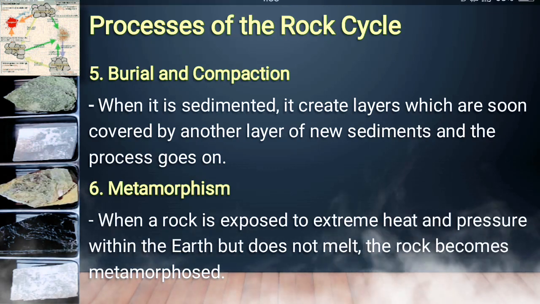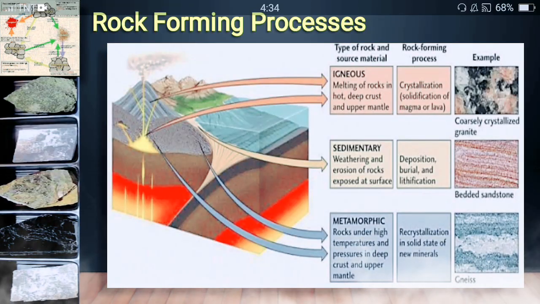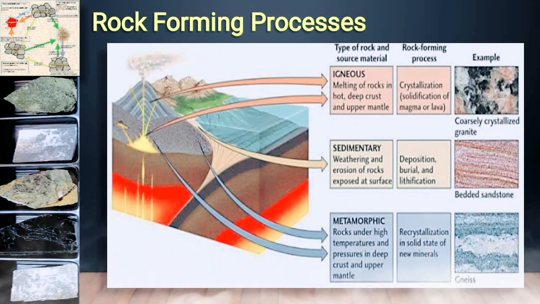Rock forming processes. Based on the illustration, we have here the type of rock and source of material, the rock forming process, and its example. We have the igneous rocks: melting of rocks in the hot deep crust and upper mantle, and the rock forming process is crystallization, solidification of magma or lava. An example of this is coarsely crystallized granite. Sedimentary: weathering and erosion of rocks exposed at the surface, deposition, burial, and lithification. One example is bedded sandstone. And next we have metamorphic: the rocks under high temperature and pressure in the deep crust and upper mantle. The rock forming process is recrystallization in the solid state of new minerals, and one example is gneiss.